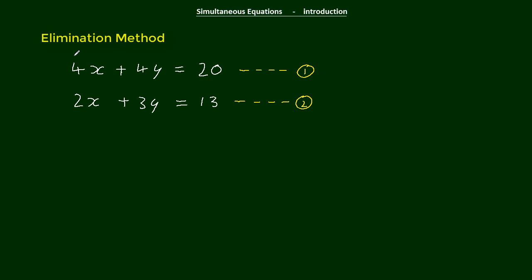Okay, we've got these two equations. 4x plus 4y equals 20 and 2x plus 3y equals 13. I've called them 1 and 2. Now if we just take this equation from this one, we're still going to be left with 2x. 2x from there is, from 4x is 2x. So what we can do is we can multiply this equation by 2 first, which will give us 4x, and then take that from this equation. So let's just tell them what we're doing again.